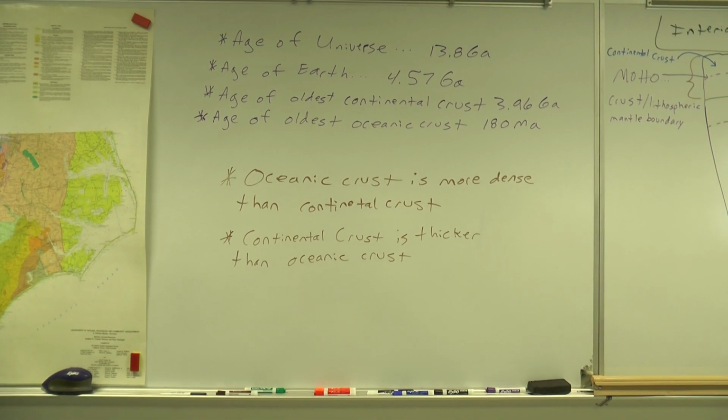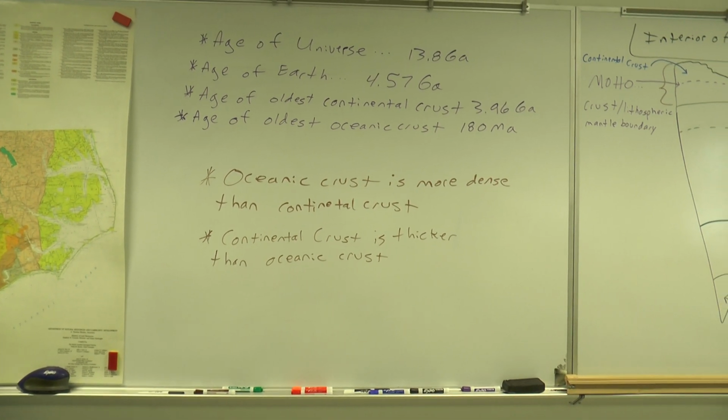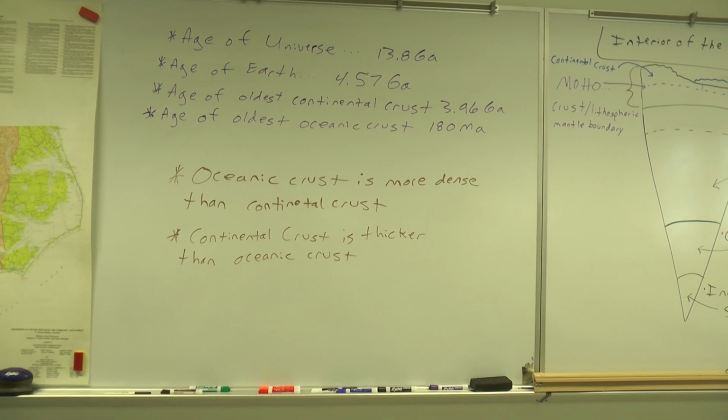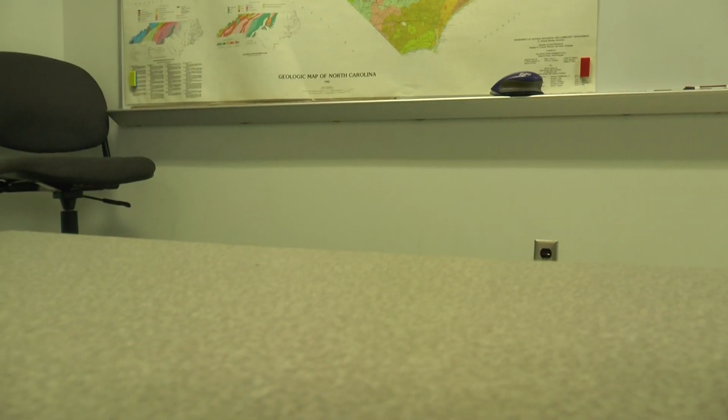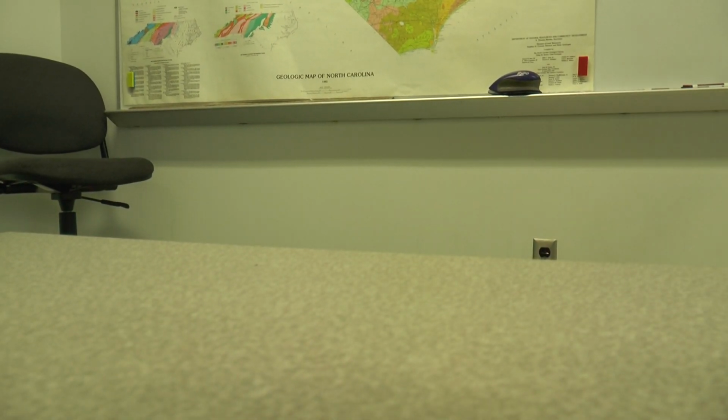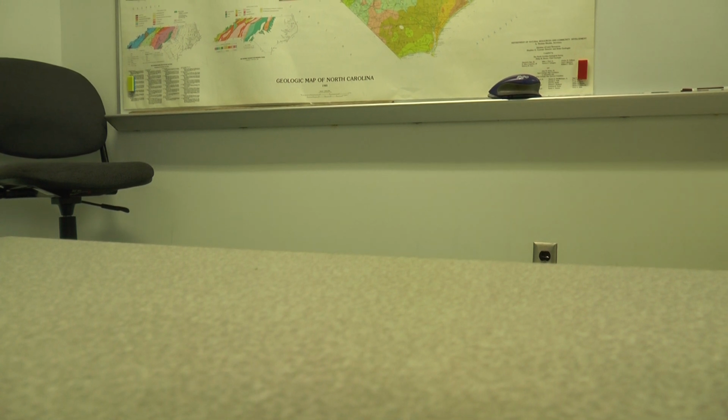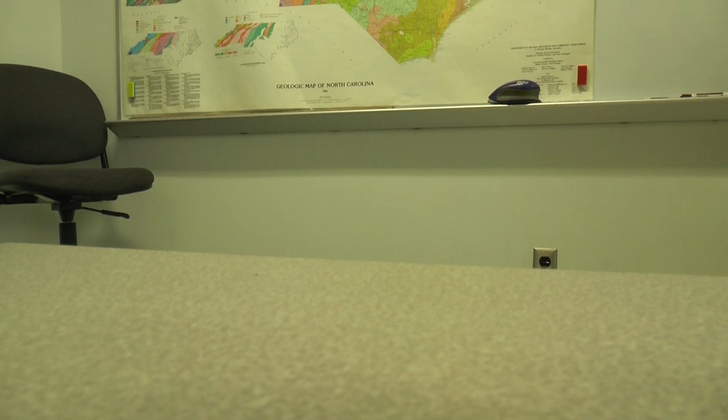All right, a couple other things here. Oceanic crust is more dense than continental crust, and continental crust is thicker than oceanic crust. I'm putting the camera down for a second and walking over here because I just realized that I forgot to give us a rock type for each of these crusts.